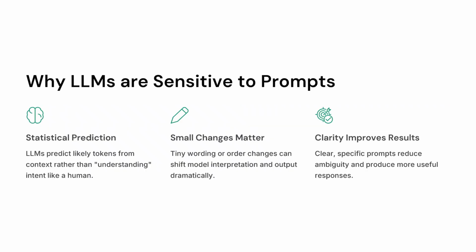Moving forward to why do we actually need to study prompt engineering? The primary reason is LLMs are very sensitive to prompts. So we need to understand that LLMs don't actually understand prompts like we humans do. They are statistical models which predict the next word based on the likelihood of it, based on probability. And even a small change in wording can actually cause a huge impact in the interpretation and dramatically affect the output. So for getting better results and better output, we need to study prompt engineering.